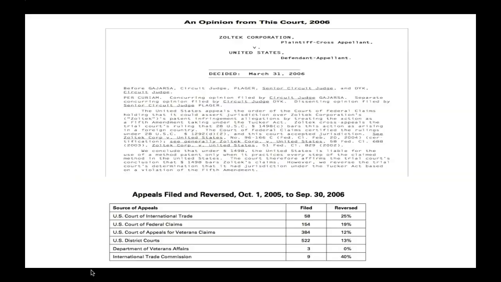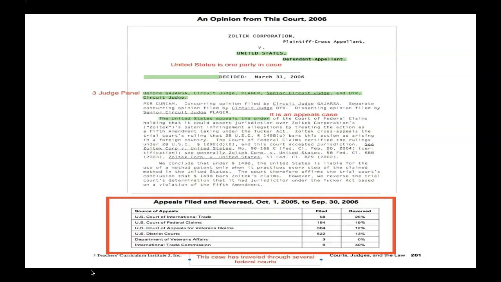Here is a document from 2006. It's the Zoltec Corporation versus the United States. It was decided March 30th, 2006. If you read that small print, you'll see the number of judges and what kind of case it is. And we also look at the bottom and see a chart that shows us this case has traveled through numerous other courts before reaching this type of court. So let's look at how we would break down the clues.